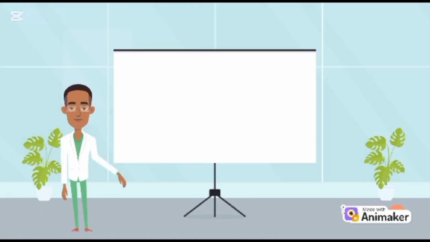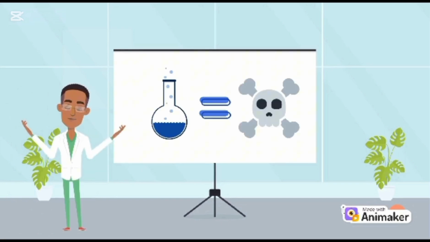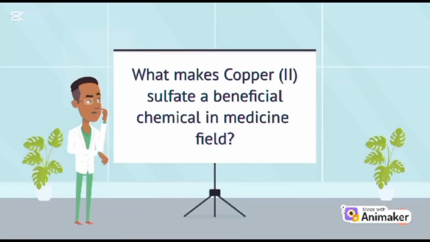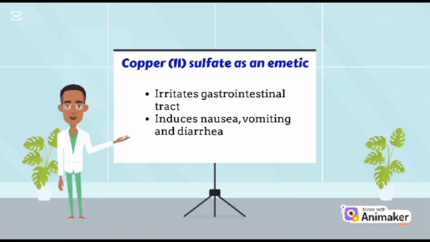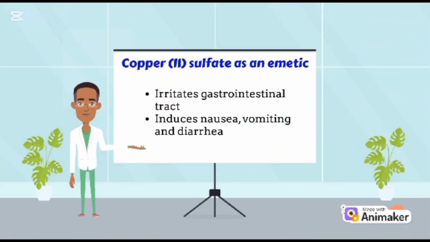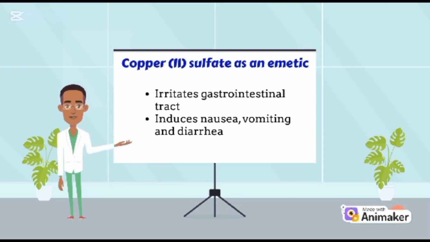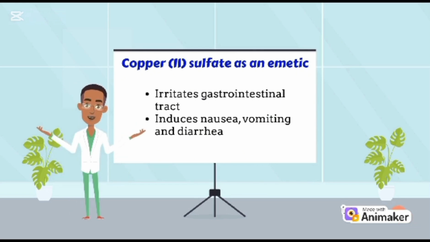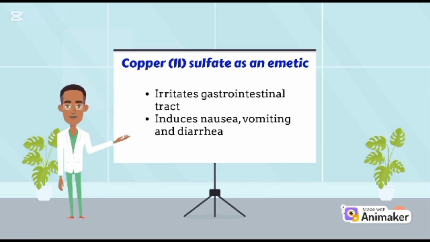Hi everyone. I'm Kevin. As we all know, copper 2 sulfate is highly toxic. Then, what makes copper 2 sulfate a beneficial chemical in medical field? Firstly, we need to understand the mechanism of action of copper 2 sulfate as an emetic. When ingested, the copper ions in copper sulfate irritates the gastrointestinal tract. Subsequently, our body induces nausea, vomiting, and diarrhea as a protective mechanism.